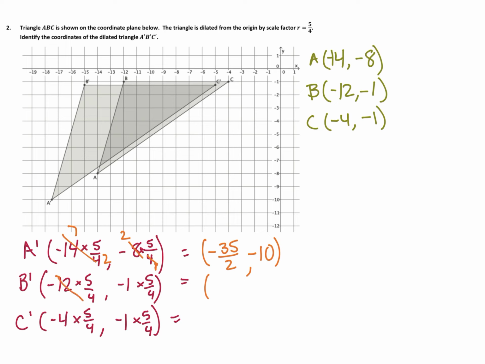The 12 has a 4 in it, and it has 3 left over, so -15 for that one. The next one is just -5/4, because -1 times something just makes that version negative. The 4's divide out, so we have -5, and then our second part of the coordinate is -5/4. You don't have to change these to mixed numbers. You can leave them as improper fractions.